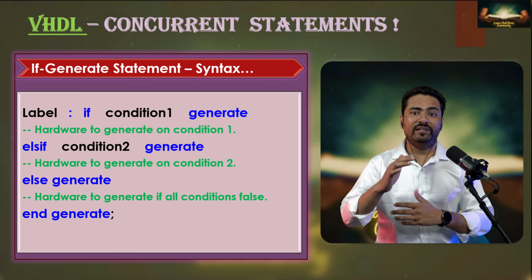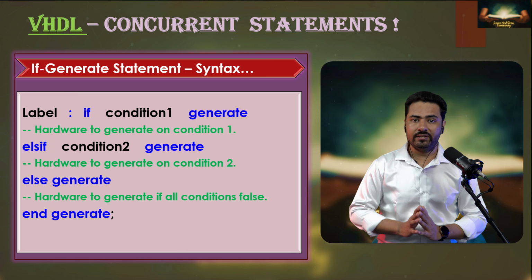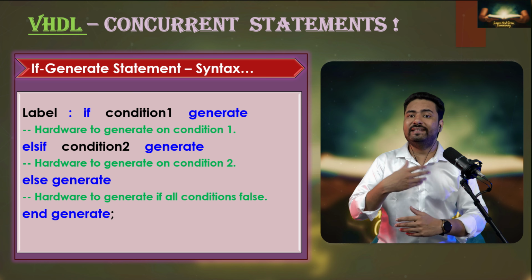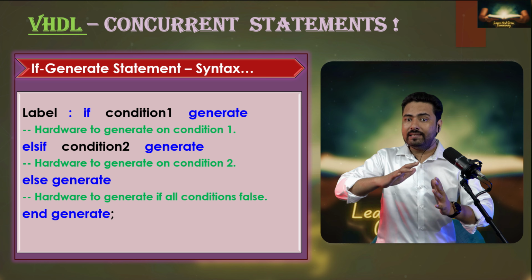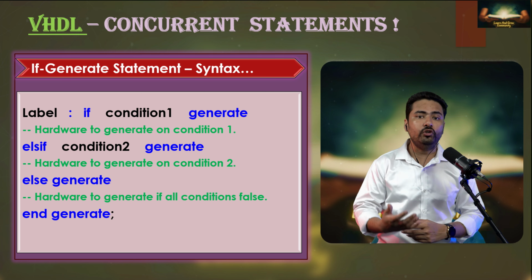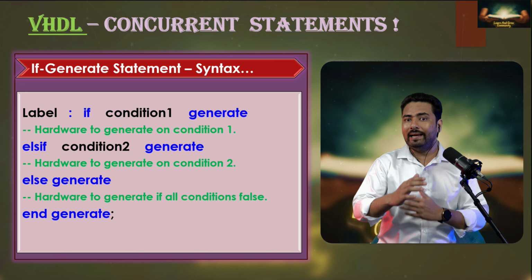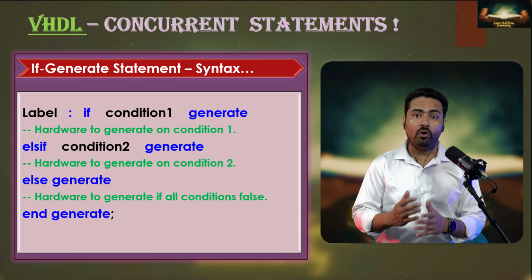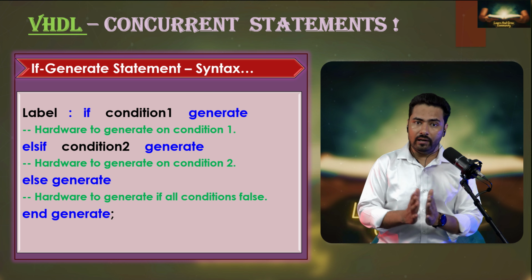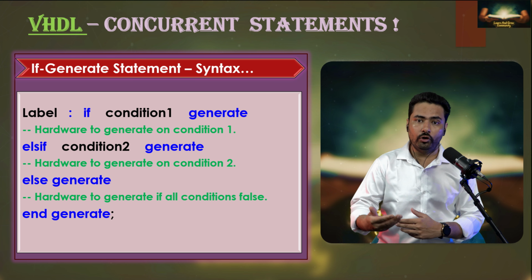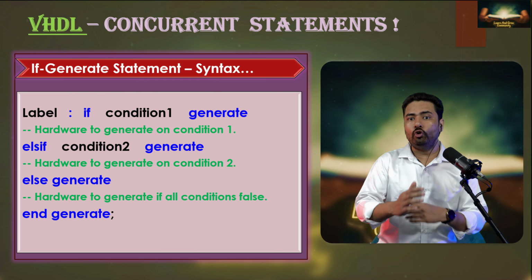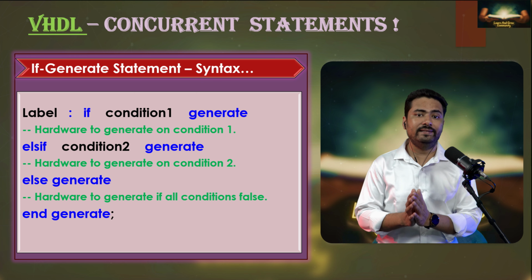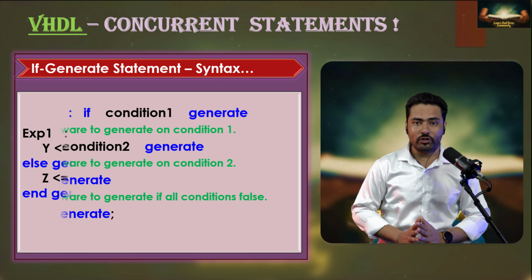This structure provides a powerful tool to VHDL designers to create hardware designs which can dynamically adapt to different scenarios or conditions. And this enhances flexibility and efficiency in FPGA and ASIC design methodologies. So you can sense that each section of this if generate statement allows a specific hardware configuration to be instantiated based on the conditional checks. And this optimizes design reuse and complexity management in digital circuit implementations.